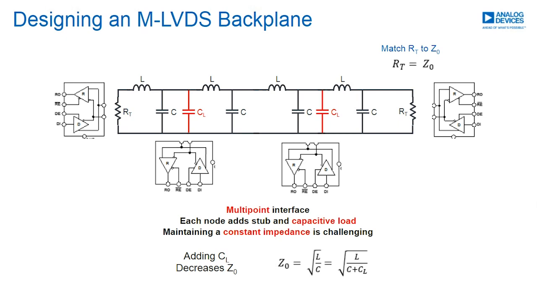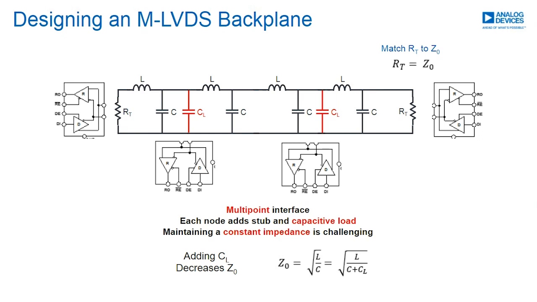There are stubs on the board and PCB traces and possibly protection components. All of this adds capacitance, which presents a capacitive load, added in parallel to the existing capacitance on the backplane. Because of this, maintaining a constant impedance is very challenging in a multi-point network.